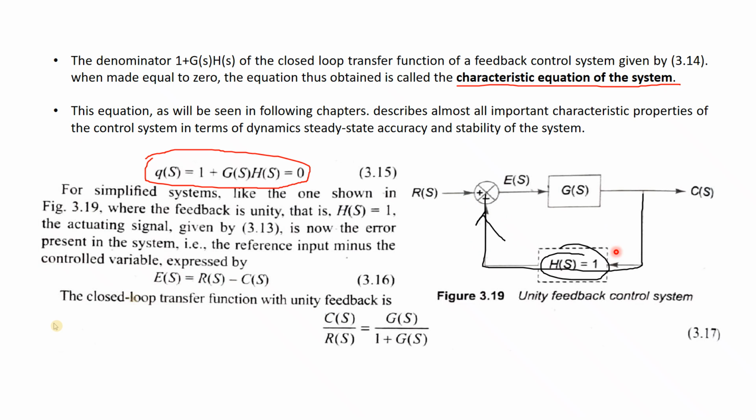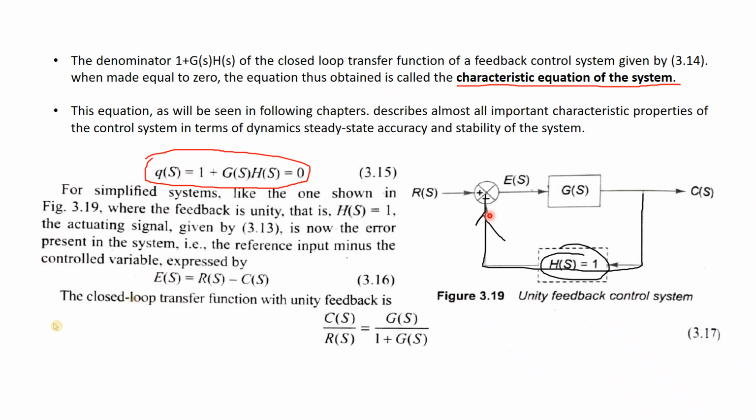Okay, so in this case, E(s) is equal to R(s) minus C(s). So it will not be equal to B(s), B(s) is not there. Why? Because B(s) will be available only if there is H(s) which is not equal to 1, not a unity feedback. H(s) is equal to B(s) by C(s), but if H(s) is 1, then B(s) by C(s) is 1, that means B(s) is equal to C(s). So C(s) is actually the feedback. The output which is going, the same thing will be taken as feedback. So you don't have to convert that feedback into some equivalent signal.